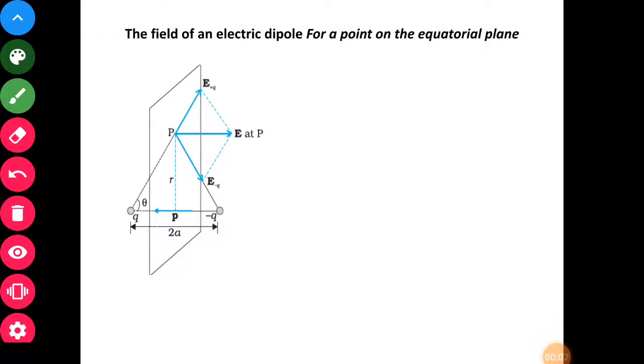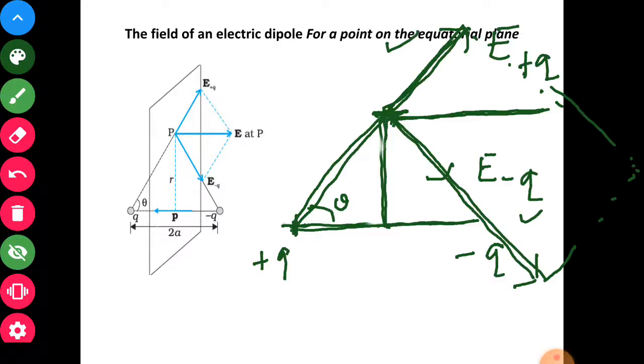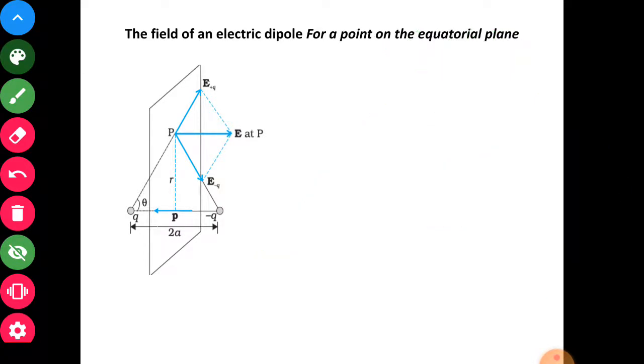Electric field of an electric dipole for a point on the equatorial plane. Now this is the figure as such. Now I am trying to draw it for you. Say, for example, this is the plus q charge, and this is the minus q charge. This is the line joining the two charges.